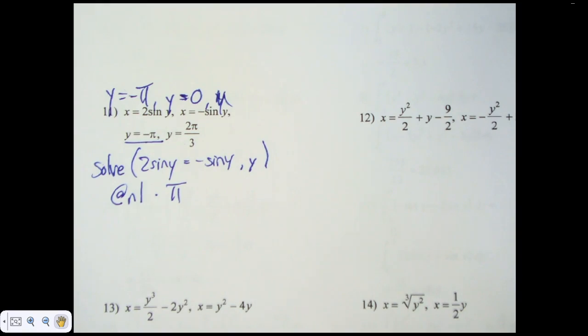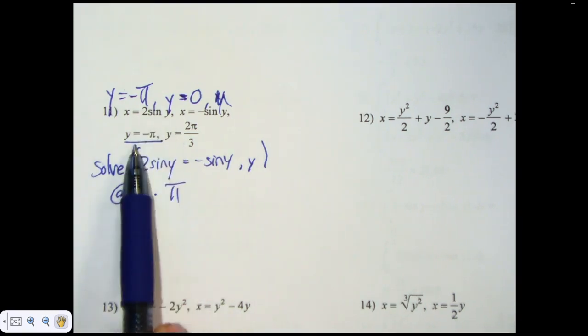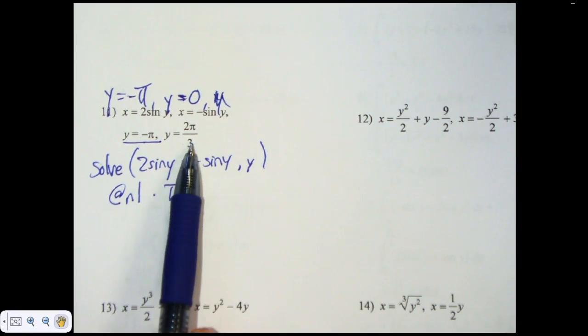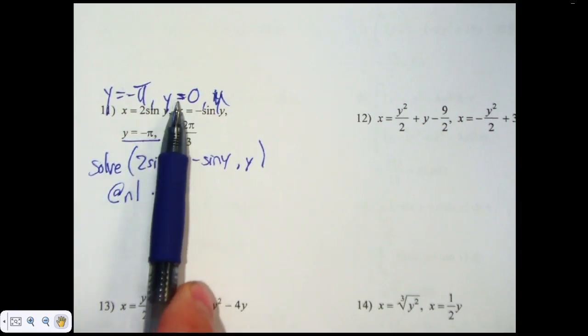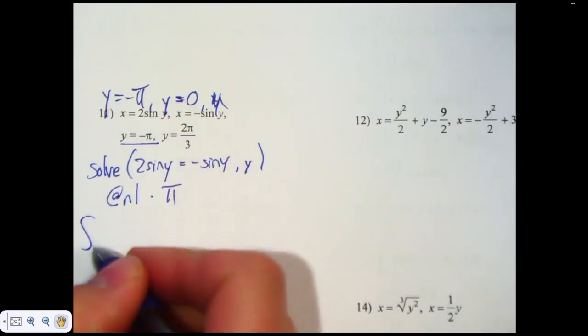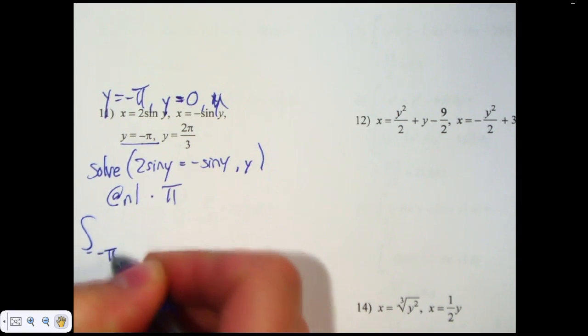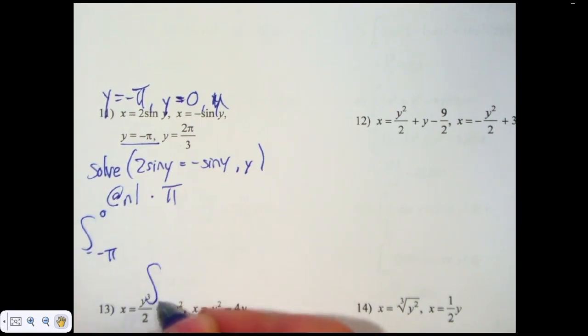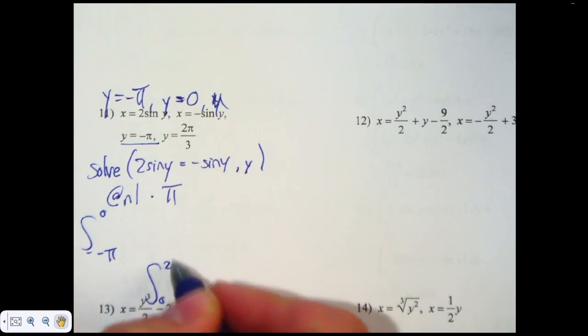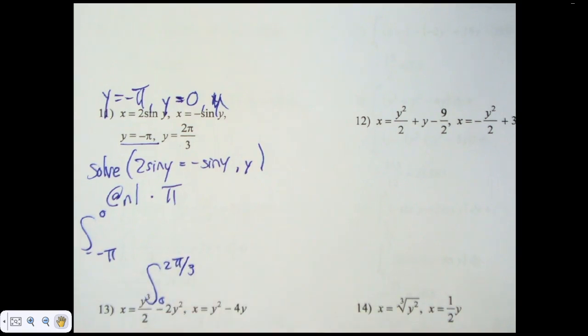So how many intersection points do we have to work with? We have 3, right? We have the negative pi they gave us, the 2 pi over 3 that they gave us, and the 0 that we found. So we need to integrate from negative pi to 0, and we need to integrate from 0 to 2 pi over 3.